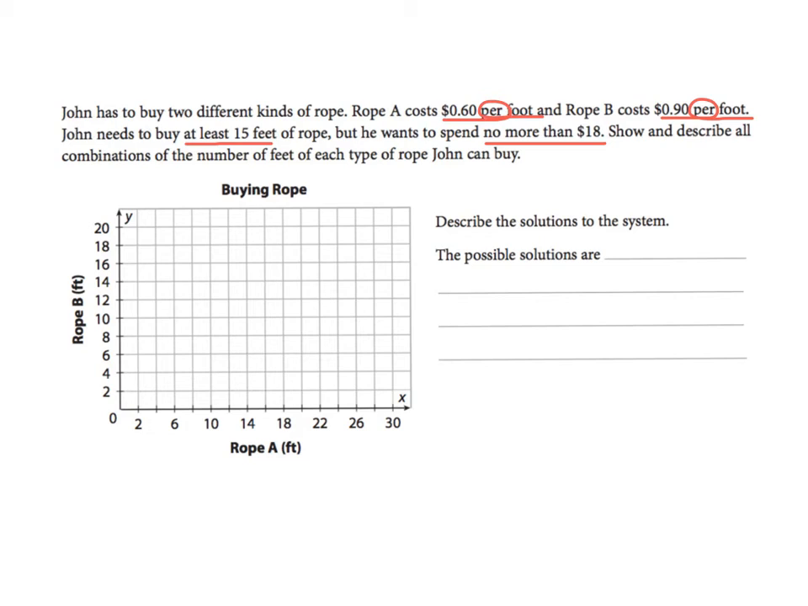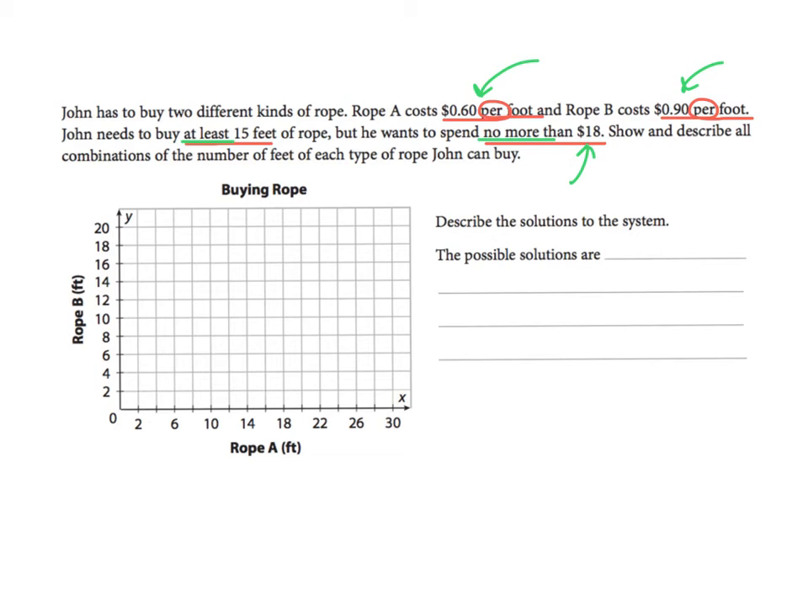One, I see that there are two rates. And if I look at all of these pieces, thinking back to example 1, they all have money in them, which tells me that they're all going to go together in the same equation. And also, I notice words like no more than and at least, which means I'm actually going to end up writing inequalities.